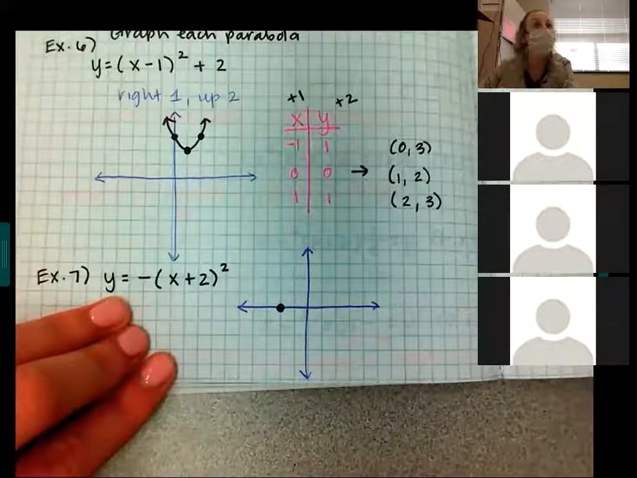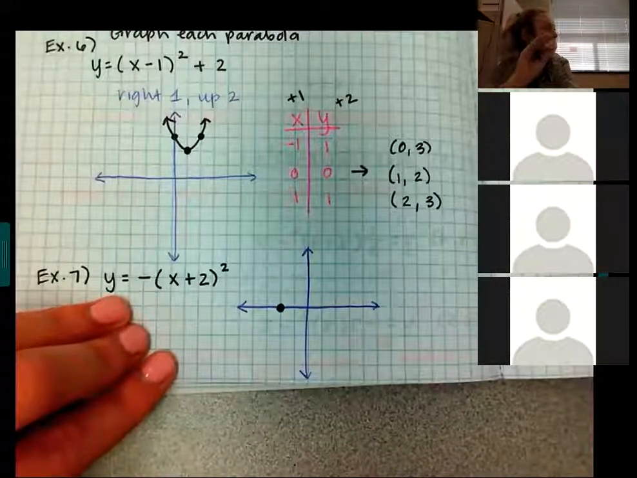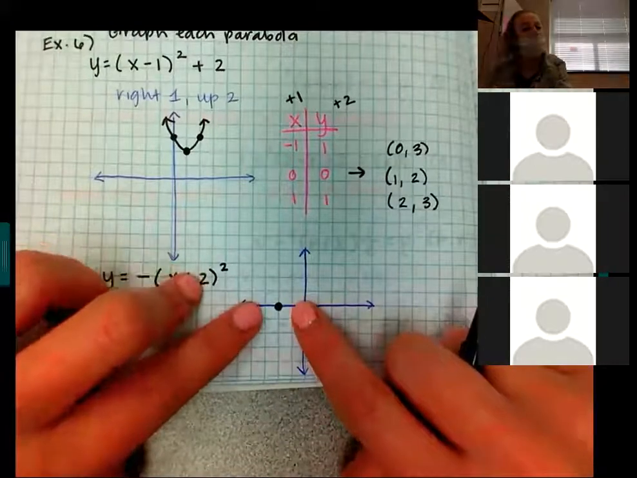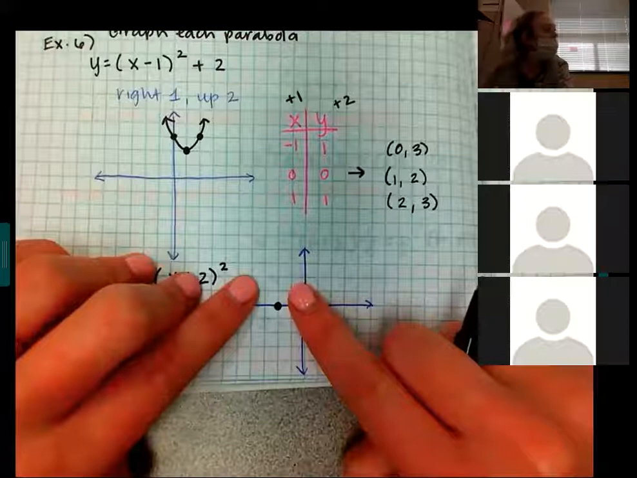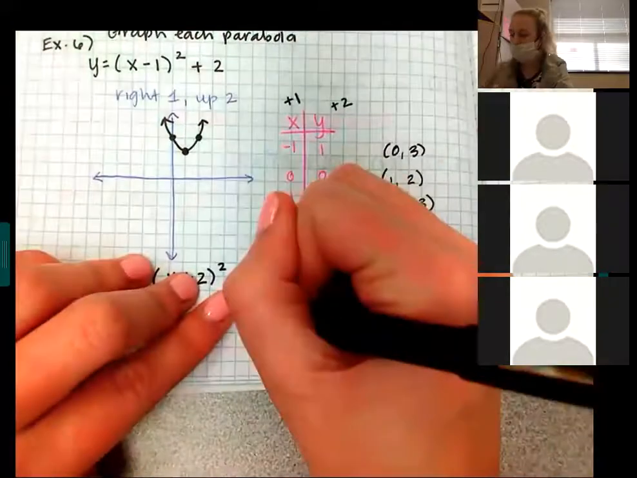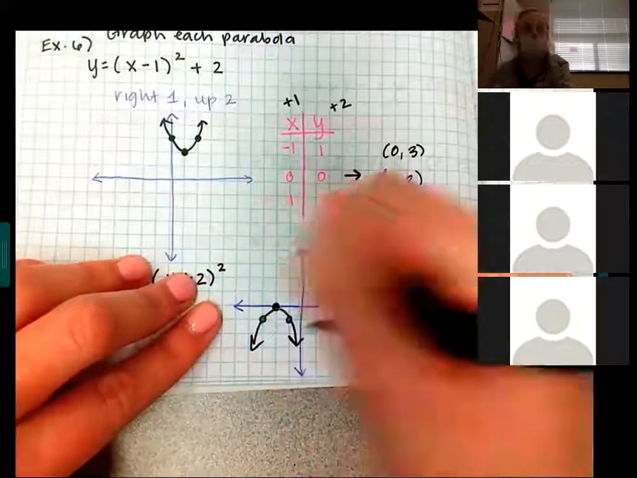So left 2. If it's opening down, I want a point on either side, but am I going to go up 1? No, where would you go? Down. Down 1. So there's a point there and a point there. That's it. Bada bing, bada boom.